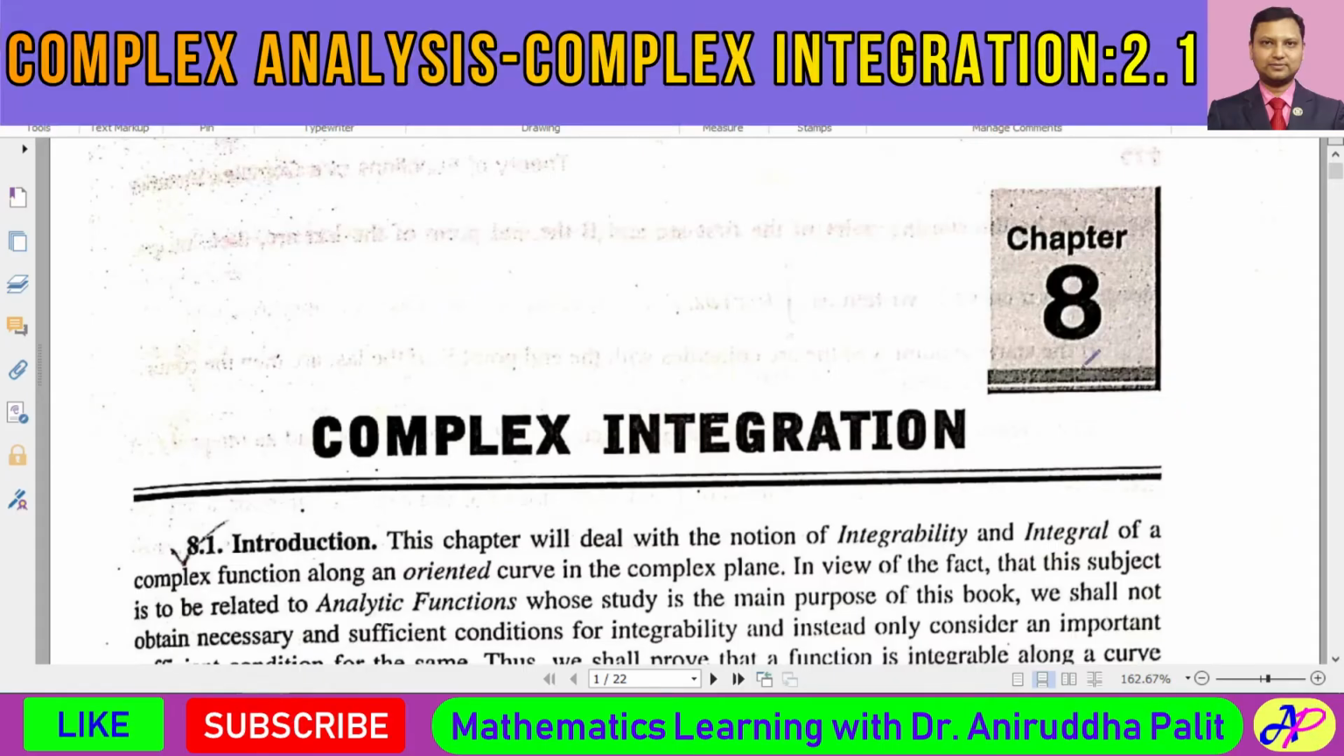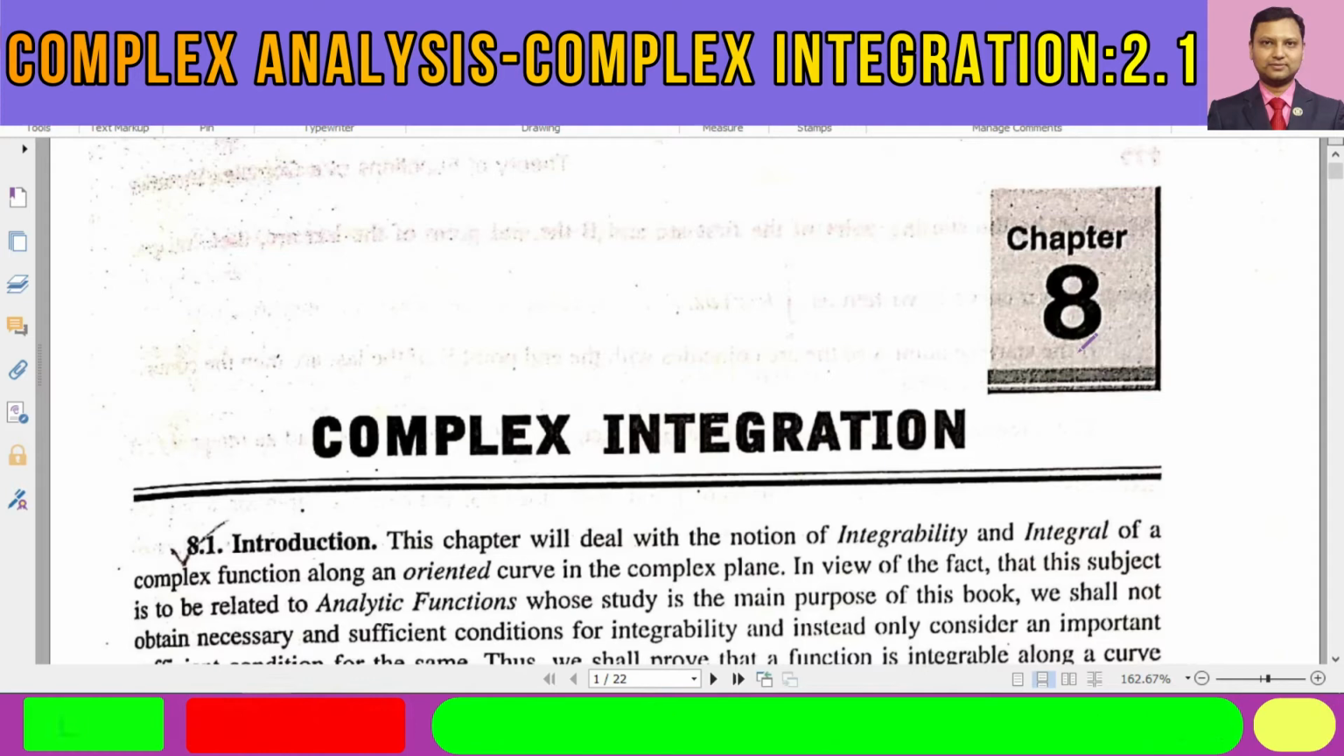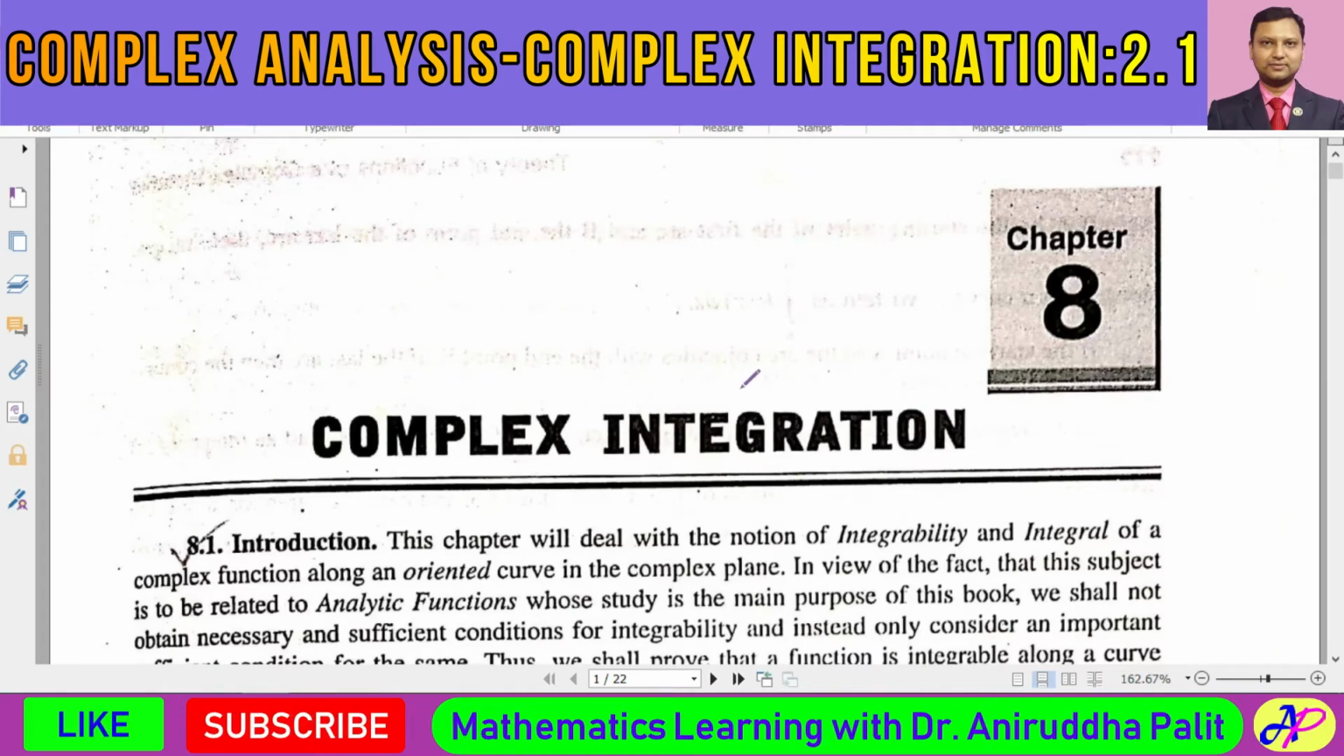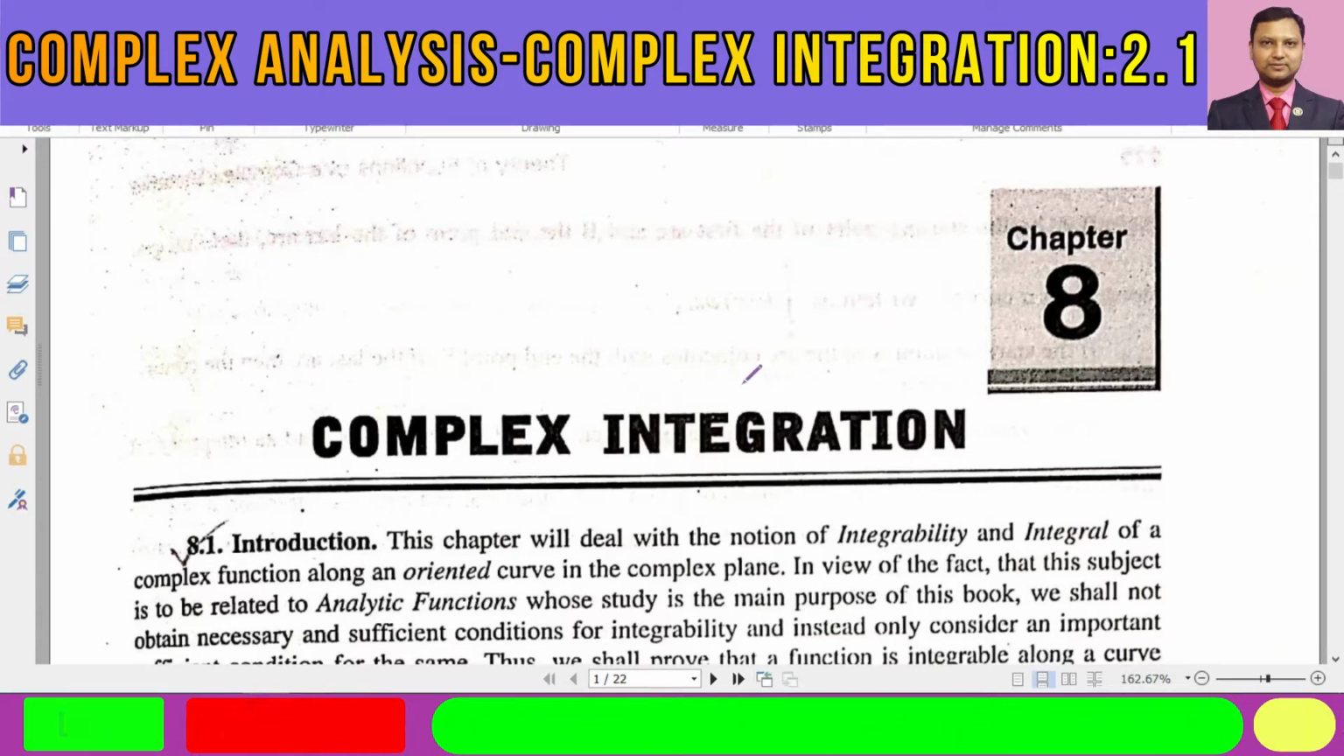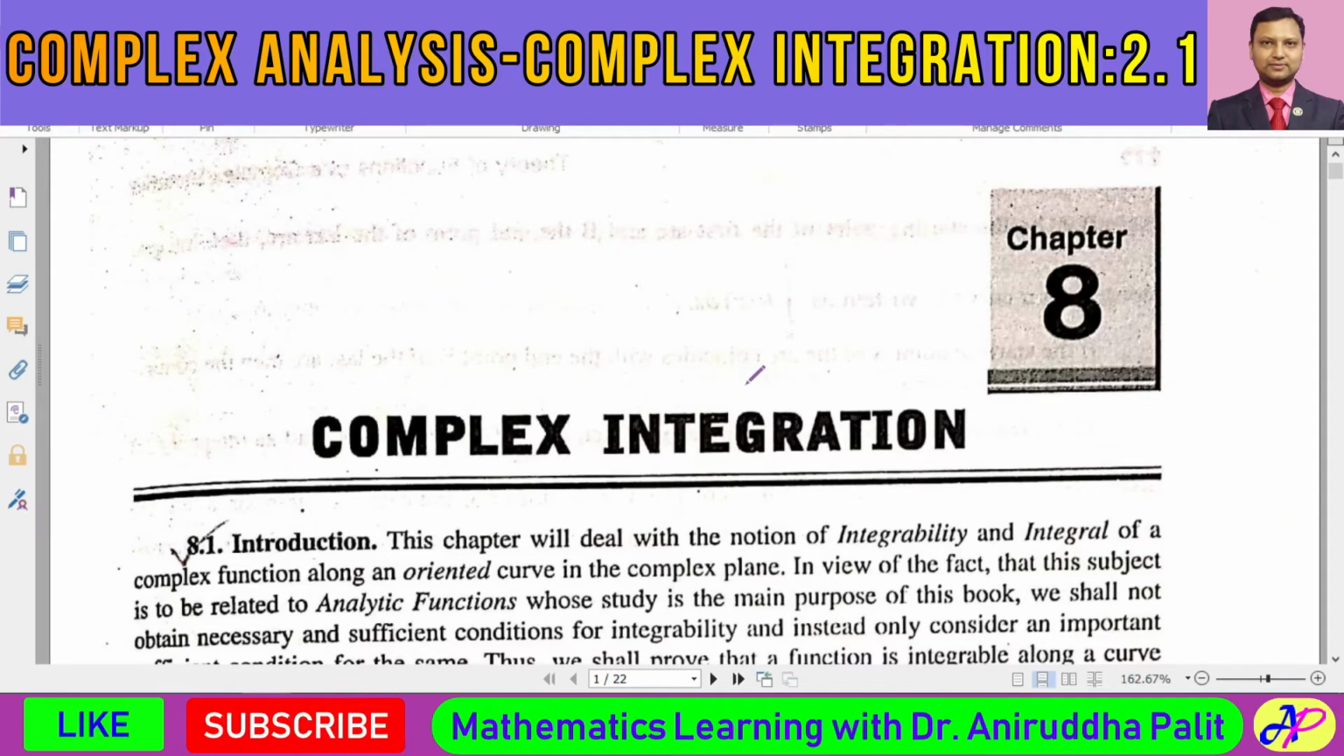Everybody. Today we are going to discuss the new chapter, complex integration. That is actually in your syllabus. It is about contour integration. Basically, what is a contour and how is it related with complex numbers? That I shall discuss today.